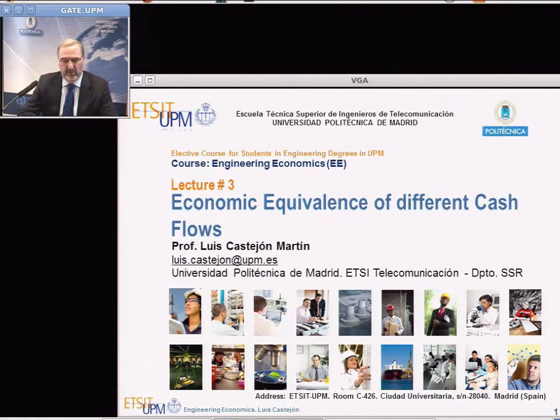So that's the target of lecture number 3, economic equivalence of different cash flows. We are putting the stress of our knowledge now on comparing different cash flows and having a common economic rule to compare them and to decide which one is better for us. Of course, better for us will be the higher present value.